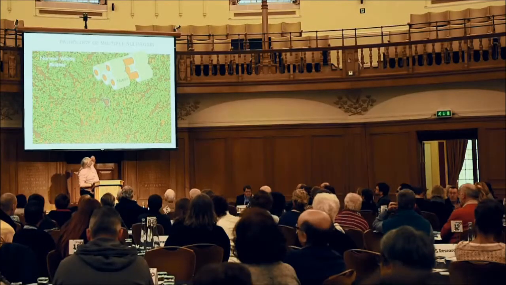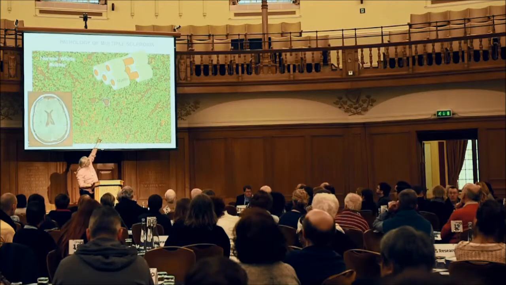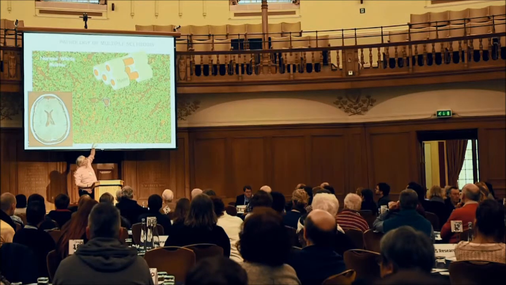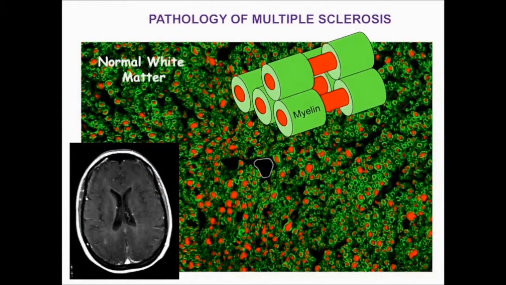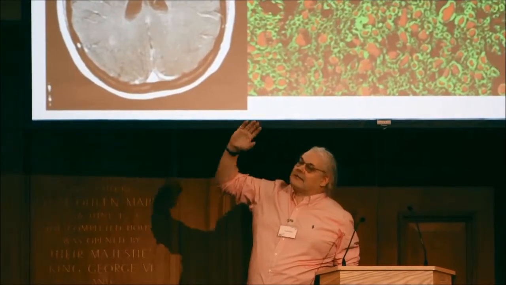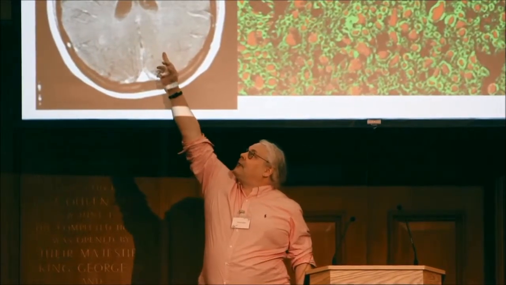So what happens in MS? Now, this is a slice of a brain. The red is the axon, and the green is the myelin. And here you can see a little blood vessel in the middle. And this is an MRI. I guess you'll see these. This is called a T1 weighted image. And the way to get that is that the fluid-filled space, which is the ventricles, are black.